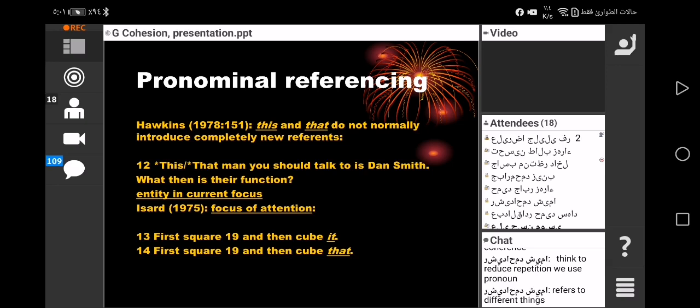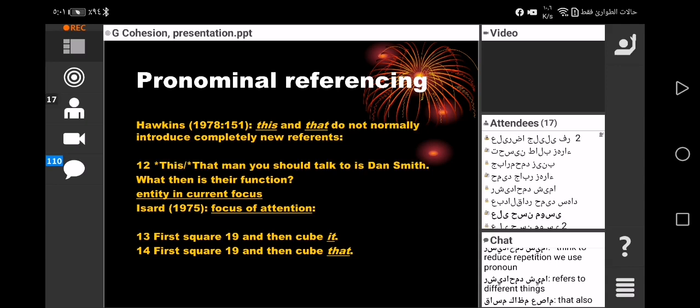But what would be the function of this or that? I have said that the function of this or that is that you drag it into your context and you make it the focus of attention. You drag it into your context and make it your current focus of attention.